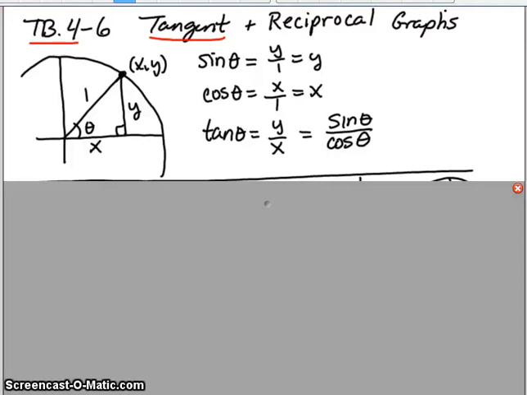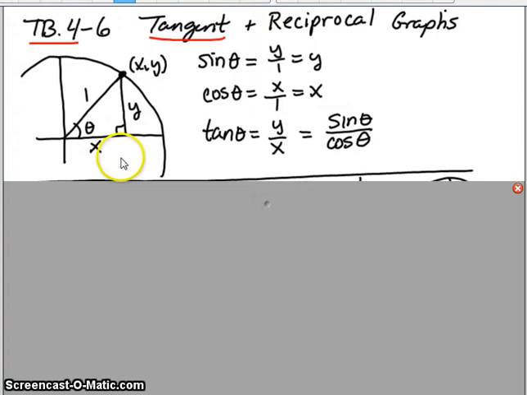Today's video is the start of our next section of Trig Basic Learning Targets, Trig Basics 4 through 6, about tangent and reciprocal graphs. This particular video is just to introduce the tangent ratio using the unit circle.